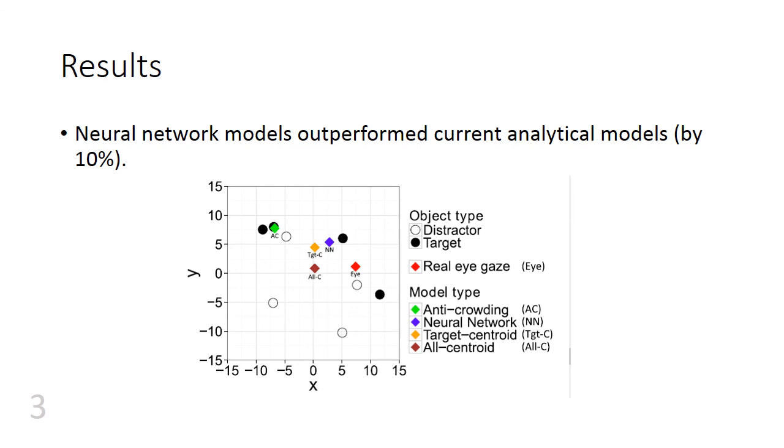The red diamond is the real eye gaze, the diamonds of other colors are predictions from models, and the blue diamond shows the prediction from the best neural network model.